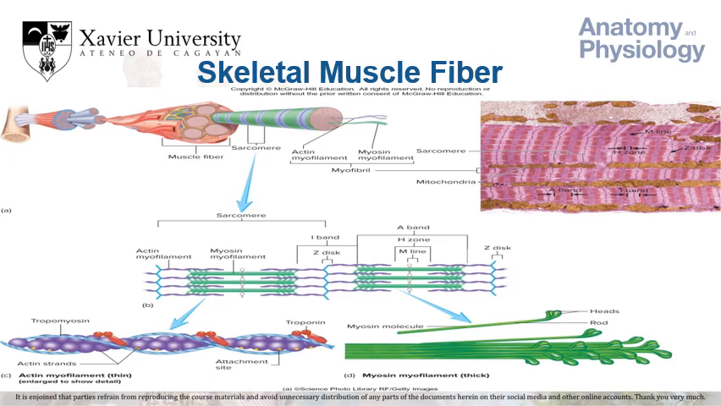A sarcomere extends from one Z disc to the next Z disc, and this organization of actin and myosin myofilaments gives skeletal muscle its striated appearance and gives it the ability to contract. The myofilaments slide past each other, causing the sarcomere to shorten.